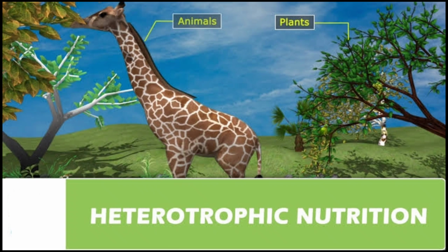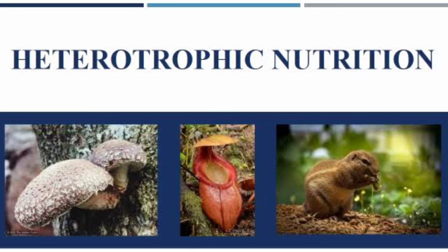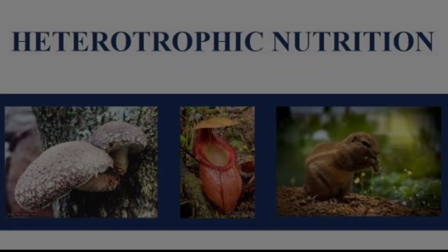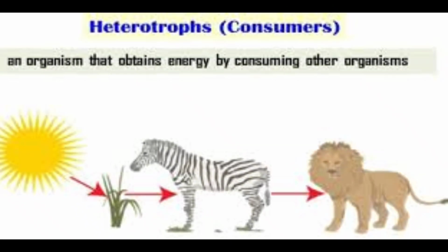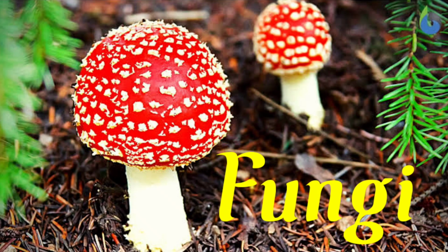We can now say that heterotrophic nutrition is that mode of nutrition in which an organism cannot make or synthesize its own food from simple inorganic materials like carbon dioxide and water and depends on other organisms for its food. All the animals have the heterotrophic mode of nutrition. Most bacteria and fungi also have heterotrophic mode of nutrition.